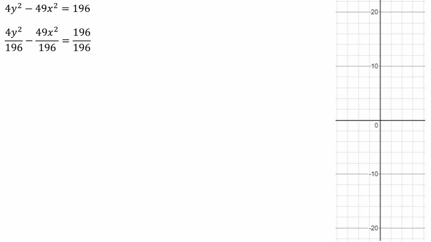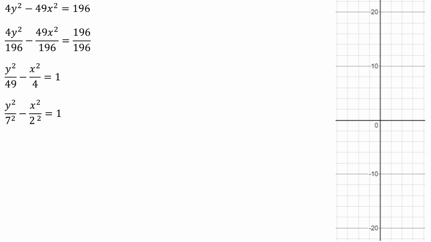Now, if I take 196 and divide it by 4, I'll get 49. So it's like, oh, I'm lucky. 4 times 49 makes that 196. So when I reduce those fractions, 4 over 196 is 1 over 49. 49 over 196 is 1/4. So I know that 49 is 7 squared.